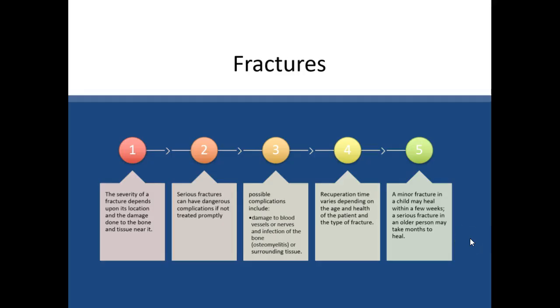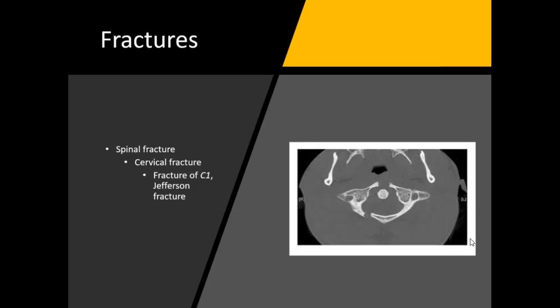All right, so the severity of a fracture depends upon its location and the damage done to the bone and the tissue near it. Serious fractures can have dangerous complications if not treated properly. Possible complications include damage to blood vessels and nerves, and you can get infection. Recuperation time depends on the age and health of the patient and the type of fracture. Minor fractures in children may heal within weeks, and serious ones in adults can take months.